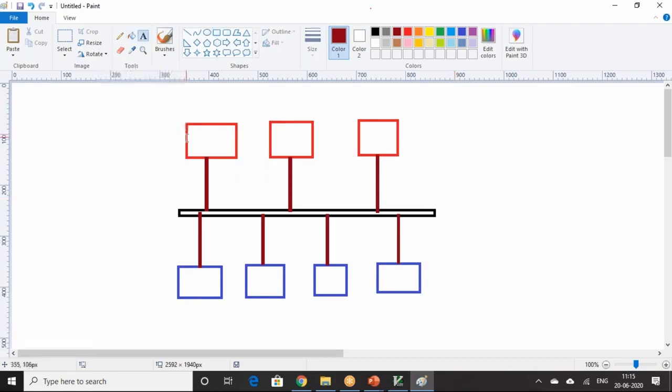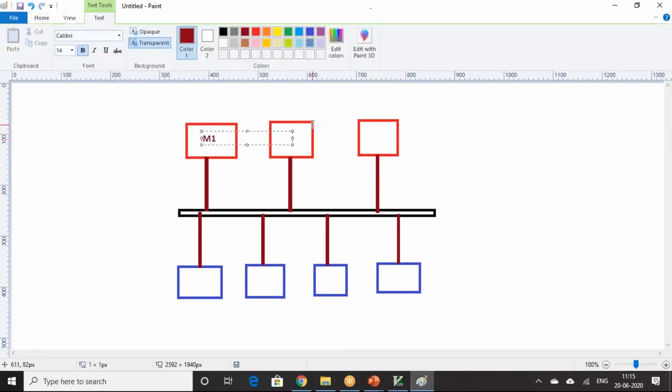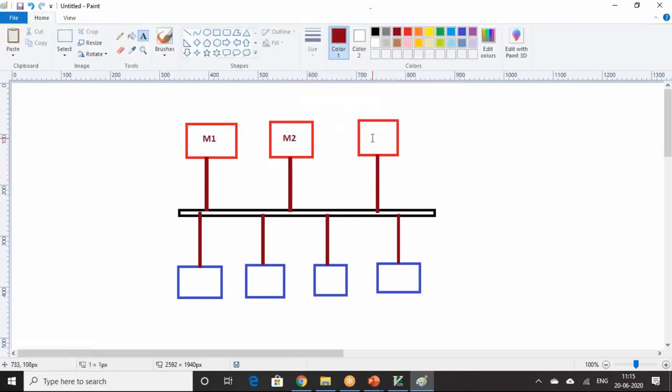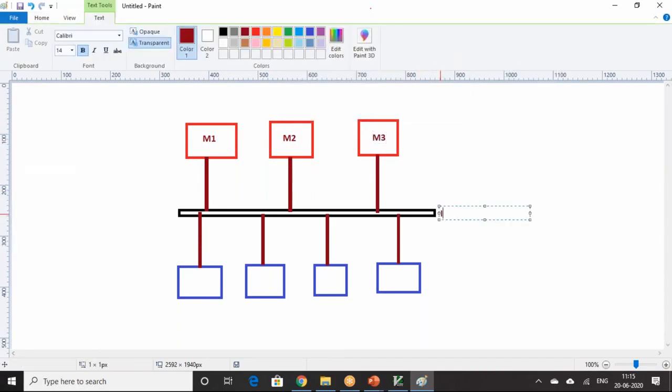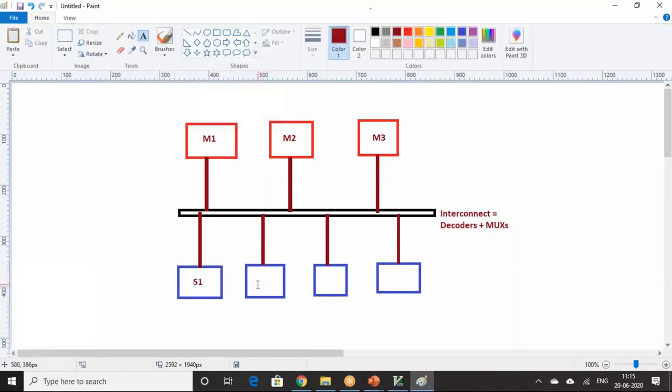These are called masters: M1, M2, M3. This is called the interconnect. Interconnect is nothing but decoders plus muxes. These are slaves, sorry: slave 1, slave 2, slave 3, slave 4.